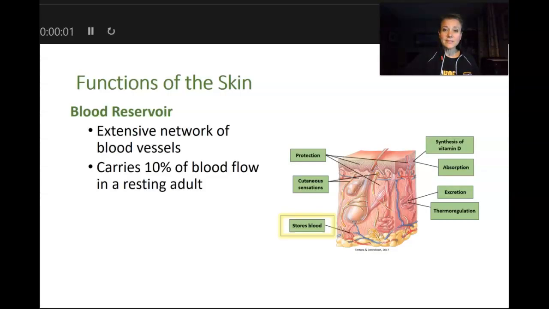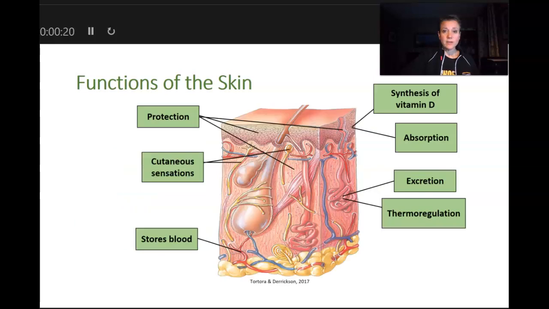Hello anatomy students. Today we're going to review the functions of the skin, and we're also going to learn about some disorders of the skin, namely different kinds of skin cancers and burns. But first, let's take a look at some of the functions of the skin. I just have to flip back to my first slide.